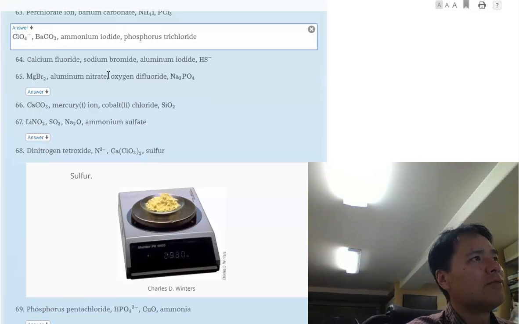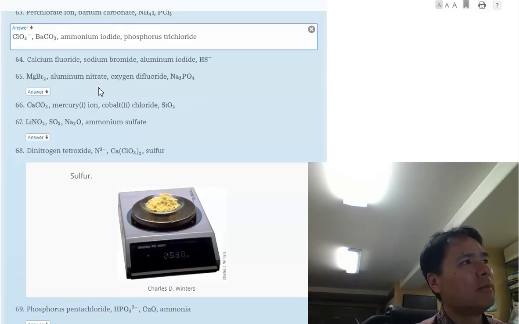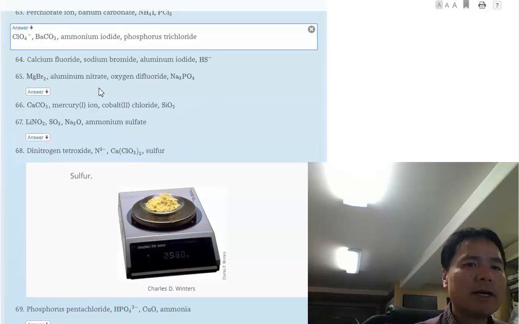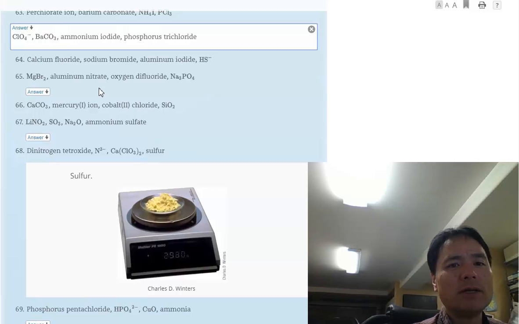MgBr2 is just magnesium, which is fixed charge, bromide. Magnesium bromide. Aluminum nitrate. Aluminum is 3 plus. Nitrate is in the 3 oxygen block. So we count down from borate. Borate's a 3 minus. Carbonate's a 2 minus. Nitrate is a 1 minus. So it's NO3 minus. We got that. And so we'll need 3 nitrates for every aluminum. And so Al(NO3)3.